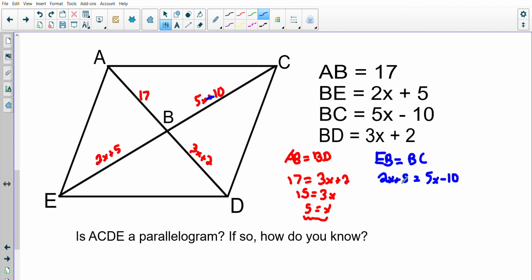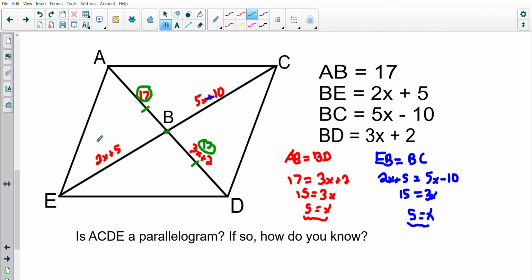Anyways, if we solve this, I would subtract 2x from both sides, and I'd get 3x over here. If I added 10 to both sides, I'd get 15 over here, and I would find that x equals 5. Good to know that I got the same value of x for both of those. Now I can start plugging things in. So 3 times 5 plus 2 would be 17 here. It looks like we have 17 both here and here, so that's a good thing. That would mean that we have congruent segments.